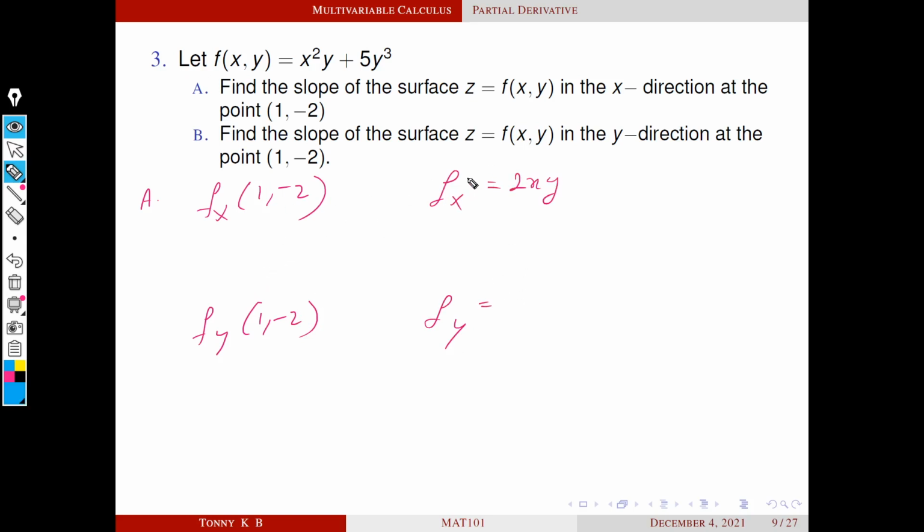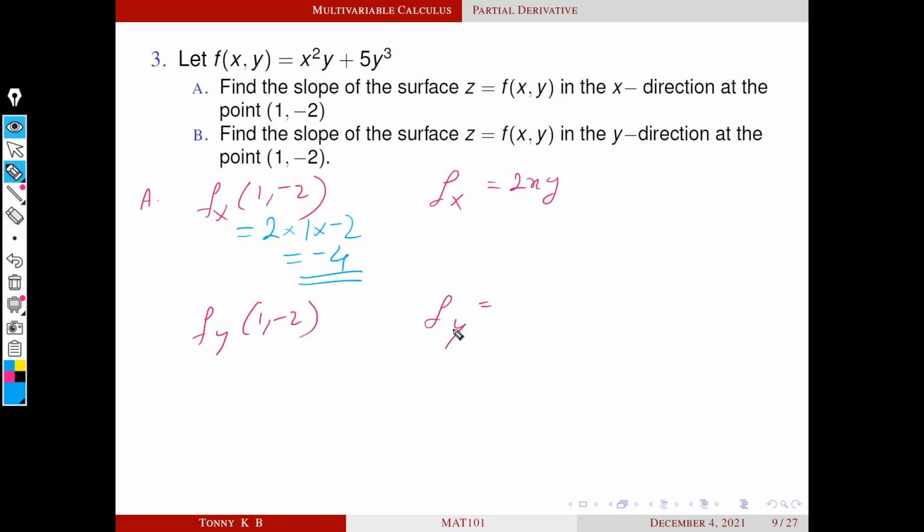What is fx? Yes, fx is the derivative with respect to x, with y as a constant. So 2x into y, its derivative is 0, that is 2xy. So you can easily find fx(1, -2). You simply plug these values in for x and y. So 2 into 1 into -2, that is nothing but -4. So this is the slope of the surface at the point (1, -2) in the direction x.